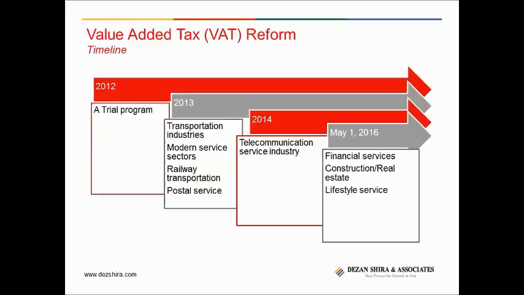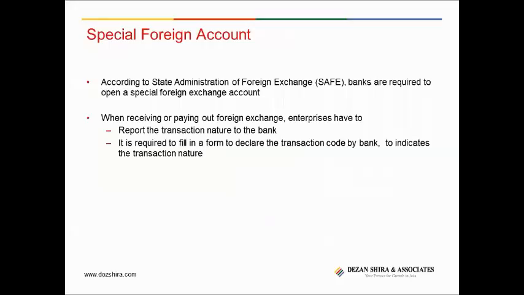Moving on to foreign exchange. China has strict controls that will affect the company's daily financial transactions and cash flow planning, which need to be dealt with carefully. According to the requirements of the State Administration of Foreign Exchange, SAFE, banks are required to open a special foreign exchange account for each client who has foreign exchange capital injection or income and payment. So when enterprises receive or pay out foreign exchange, they have to report the transaction nature to the bank and fill in the form to declare the transaction code, which indicates the transaction nature. This information is required by a bank to proceed with the transaction.